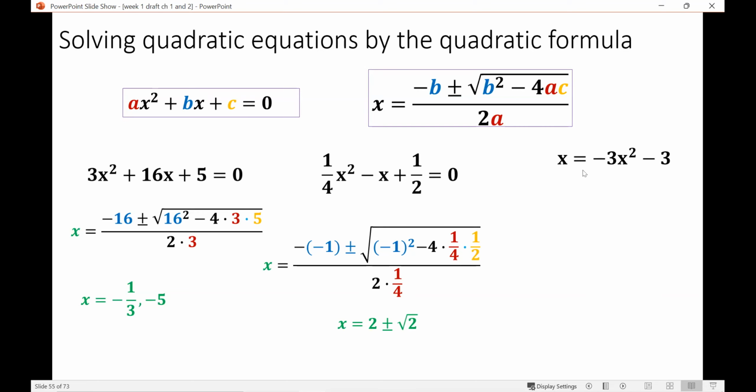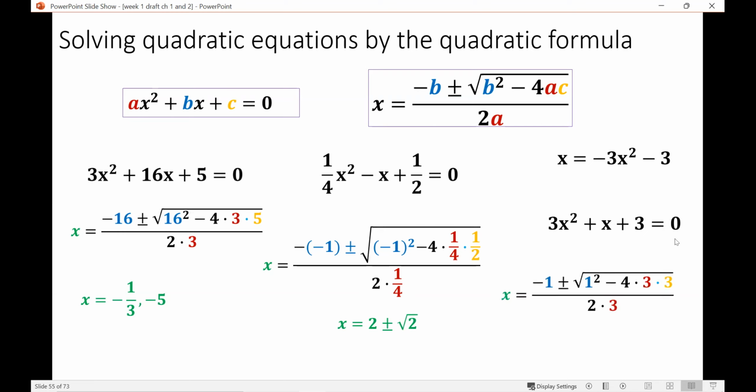In our third example here, we are not set equal to 0. You have to set it to 0 before you identify your A, B, and C. Okay. We put in all our pieces and we solve. So in this third example, notice how we ended up with a negative number under the square root. That's where we've got our i. All right, so that's solving quadratic equations by the quadratic formula.